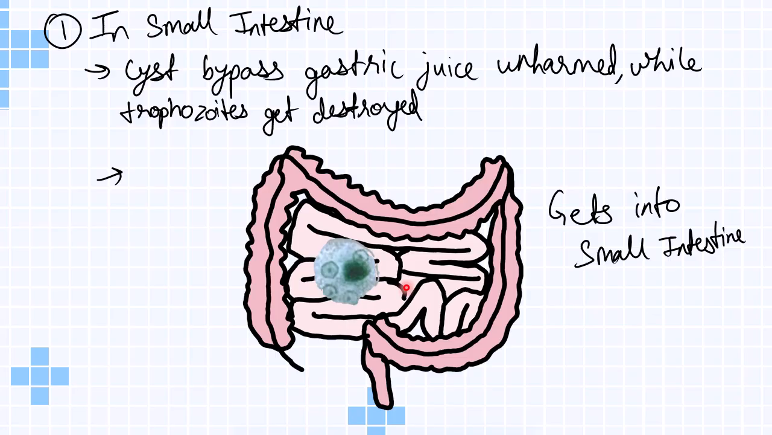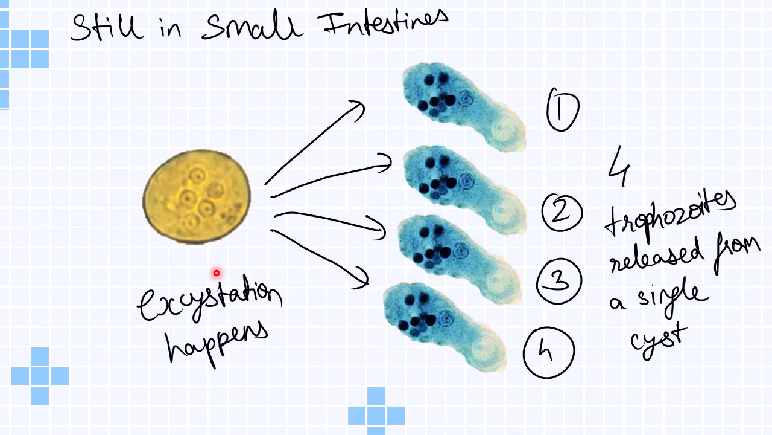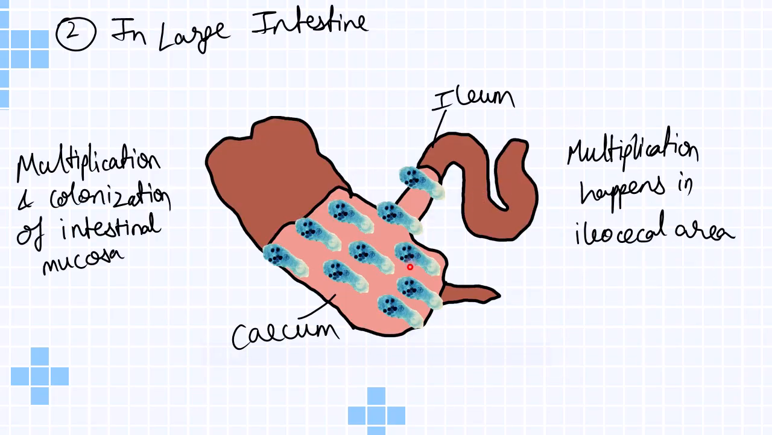After reaching the small intestine, an important event called excystation takes place. In the small intestine, the cyst undergoes excystation. A single mature cyst releases four trophozoites. These trophozoites are the active form that continue the life cycle. The newly released trophozoites now migrate towards their preferred site in the large intestine. The trophozoites move to the ileocecal region, especially in the cecum. Here they multiply and colonize the intestinal mucosa. This colonization is the starting point for disease development.